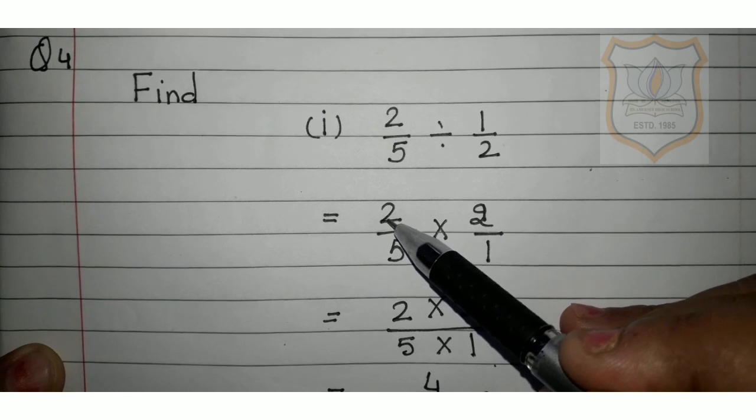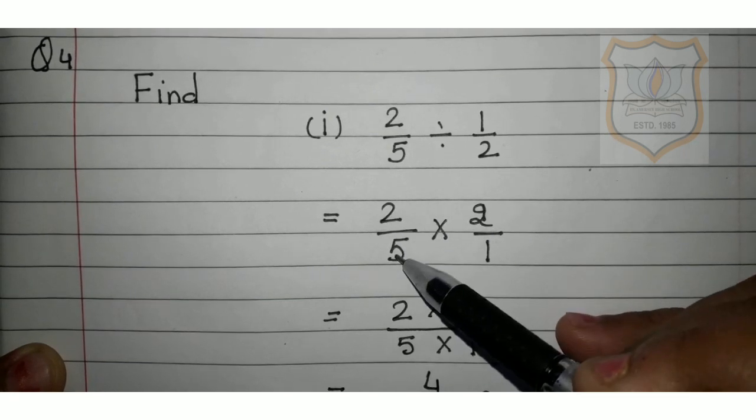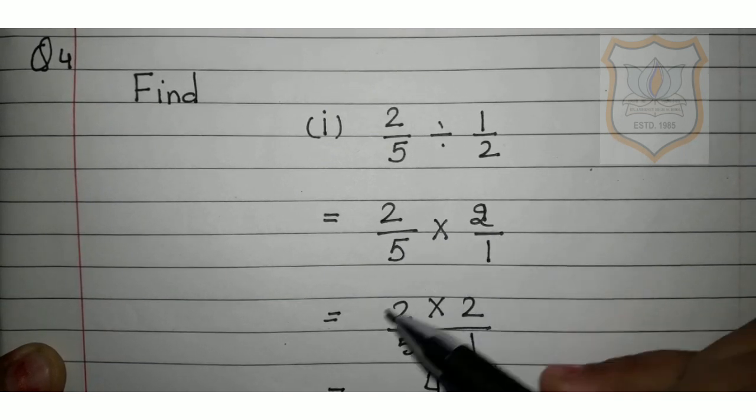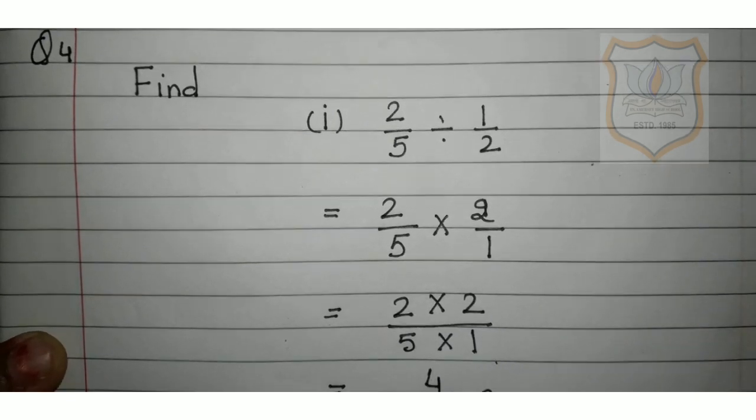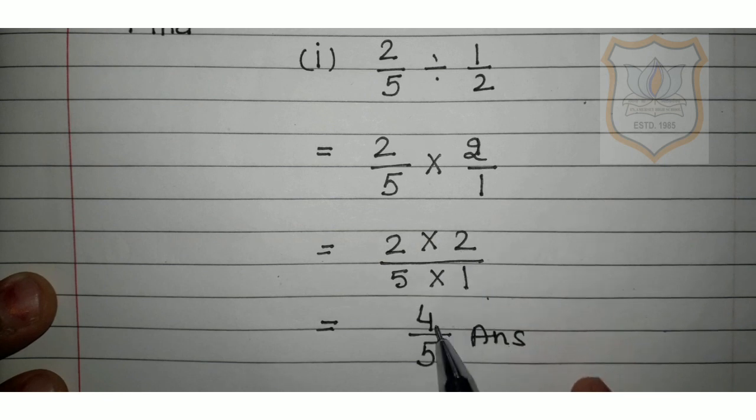Now numerator is multiplied by numerator and denominator is multiplied by denominator. So 2 into 2 upon 5 into 1. 2 2s are 4 and 5 1s are 5. So our answer will be 4 upon 5.